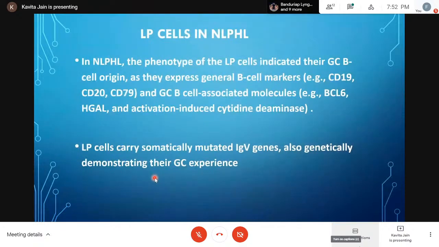In NLPHL, however, they maintain the decorum of the germinal center B cells, and they express the general B markers. And again, the molecular studies reveal the somatically mutated IgH genes, also genetically demonstrating their GC experience. So in nodular lymphocyte predominant, they have the retained B cell markers.